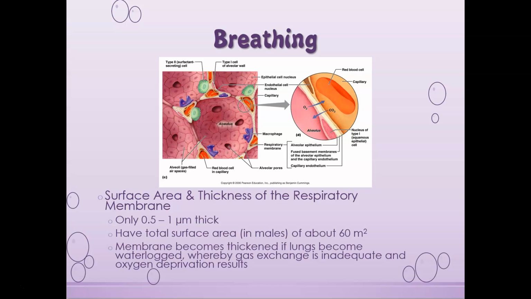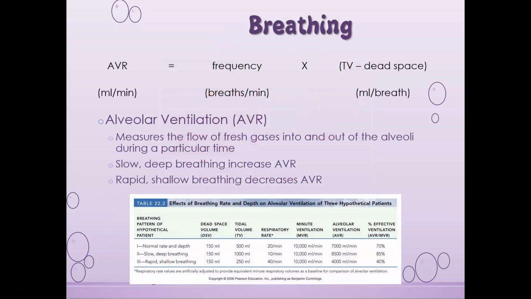In terms of looking at your actual airway itself, your lung capacity, most men, at least on average, have somewhere on the order of 60 meters squared of total surface area because of all these alveoli that exist. Now, if those membranes become thickened because they got waterlogged, pneumonia, for example, might be something that can cause that fluid buildup, that gas exchange becomes inadequate. Your body ends up getting deprived of oxygen, and there's all sorts of resulting side effects that come along with that.